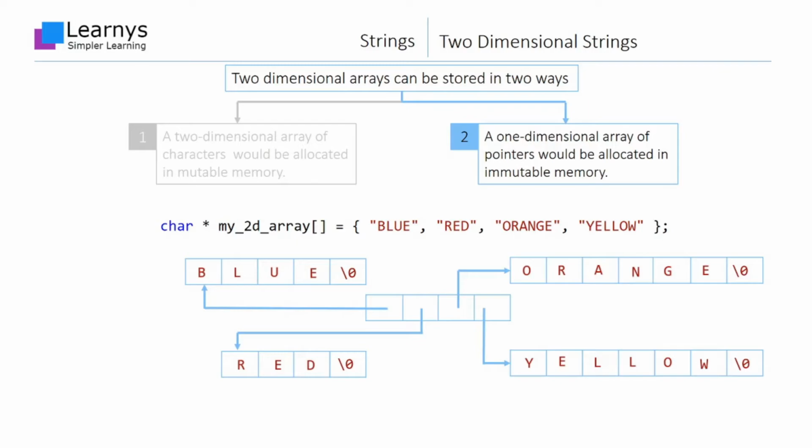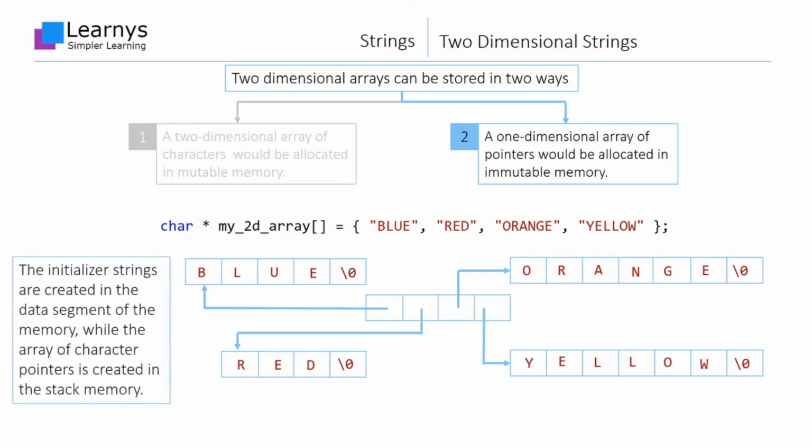All the initializer strings are created in the data segment of the memory, which is read-only, while the array of character pointers is created in the stack memory. This implies individual strings cannot be modified, while the content of the array of character pointers can be modified. The pointers in the array can be replaced with new addresses, thereby changing the content represented in memory.